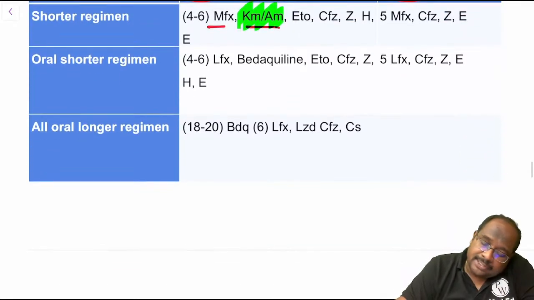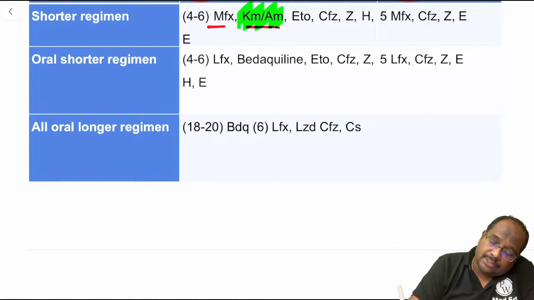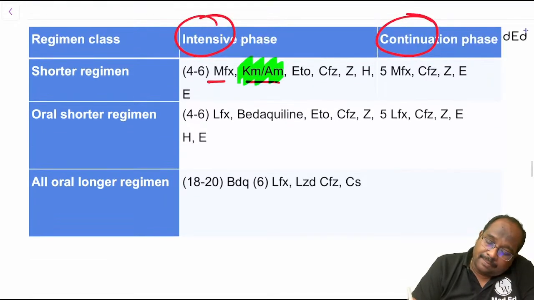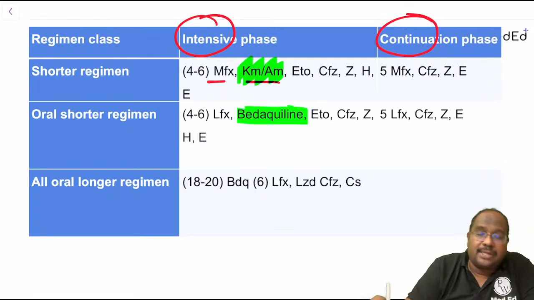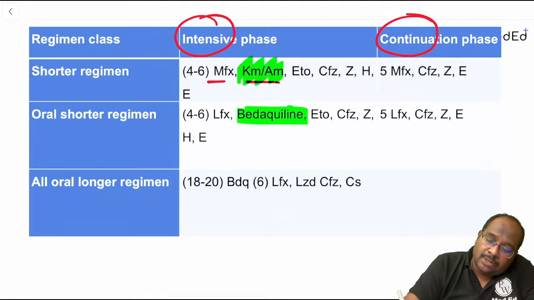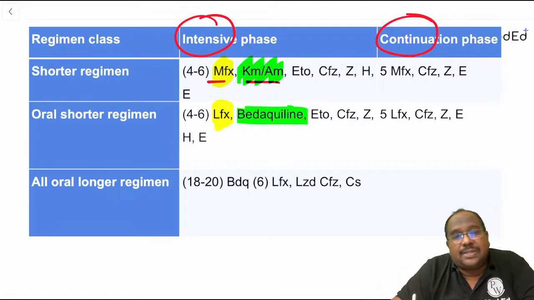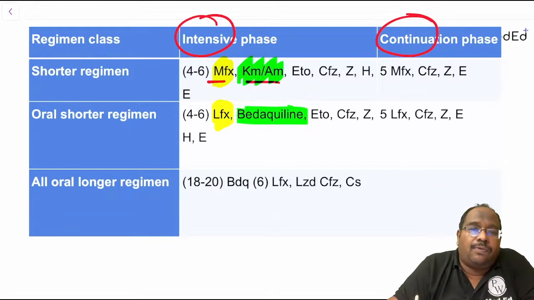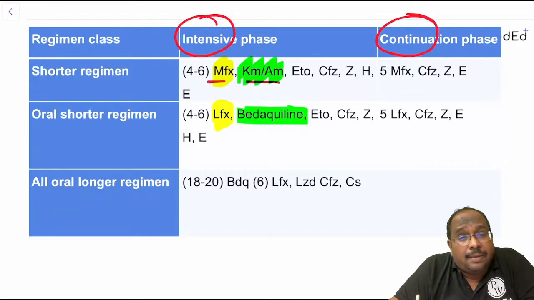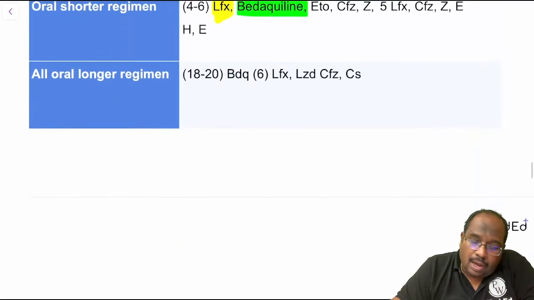Oral shorter regimen is there. We have levofloxacin. Instead of kanamycin, you are replacing with bedaquiline. And instead of moxifloxacin, you are replacing it with levofloxacin. That is the difference here. Moxifloxacin you will replace with levofloxacin. Kanamycin and amikacin we are replacing with bedaquiline. Then there is the all-oral longer regimen.